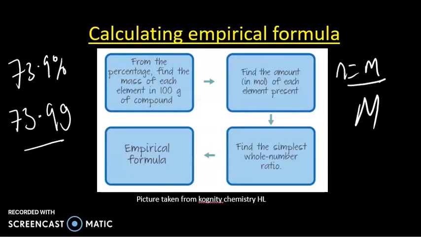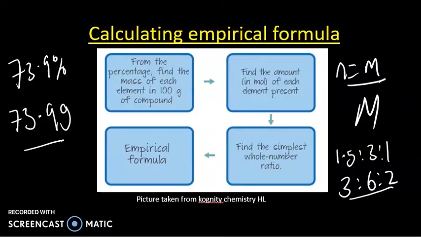After you get done with that, remember empirical formulas cannot be written in decimals. You cannot have something like 1.5 : 3 : 1. It has to be in whole numbers, so you have to multiply by a multiplication factor. For example, here is 1.5, which is the same as 3 over 2. So multiply by 2 to get a whole number: 3, 6, 2. If you multiply everything by 2, this is what you will get.